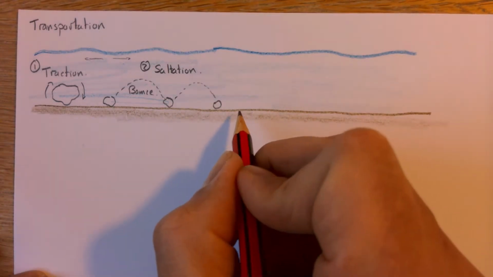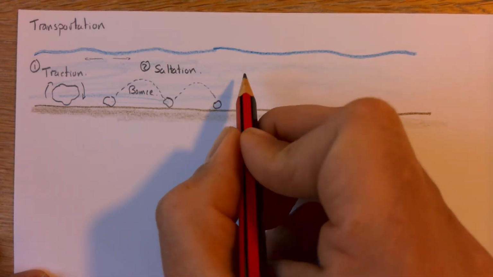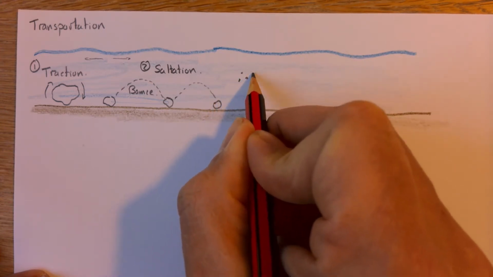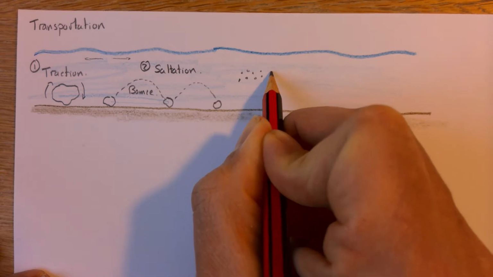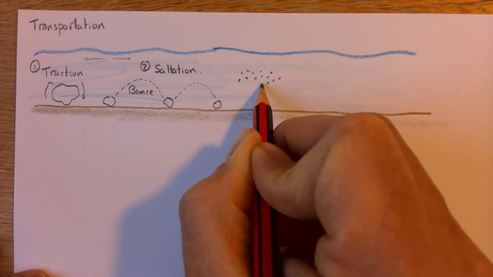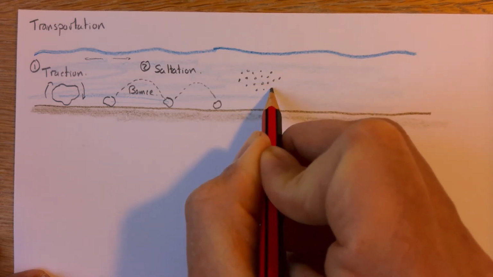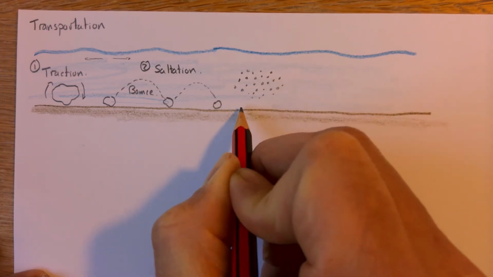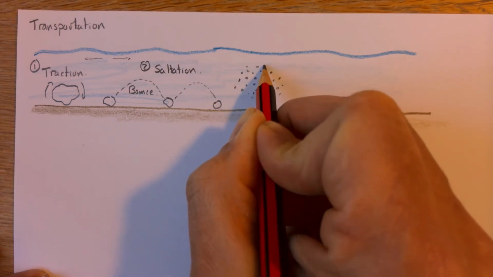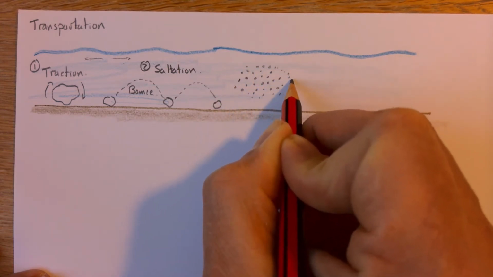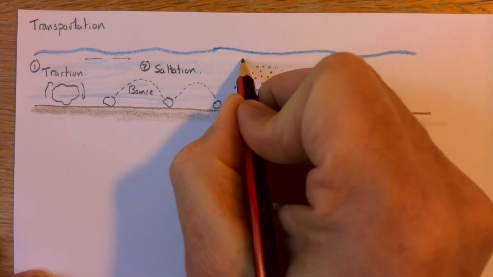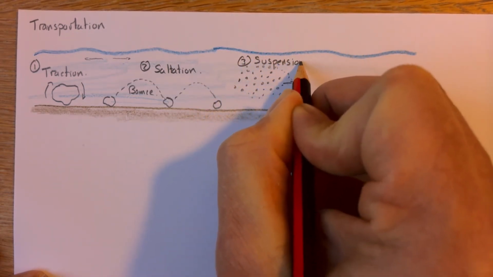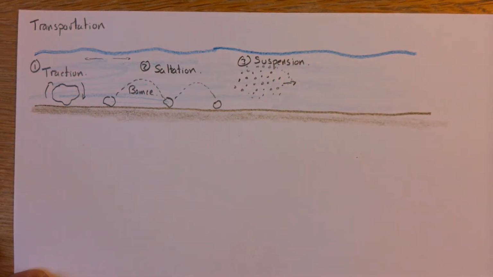Material getting smaller still, so that we move to more sand and silt sized particles, which we can see here. Then there is enough energy in the water for that material to be carried permanently in the water column. So not rolling or bouncing along the bottom, just held in the water. And this process is called suspension, where the material is suspended in the water.